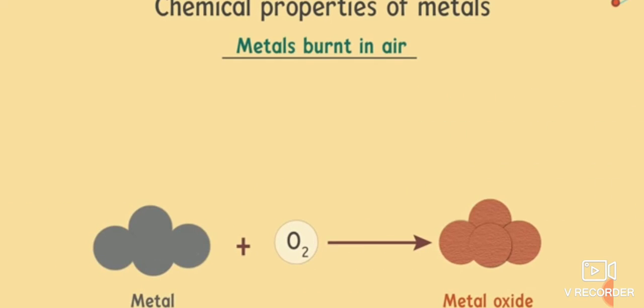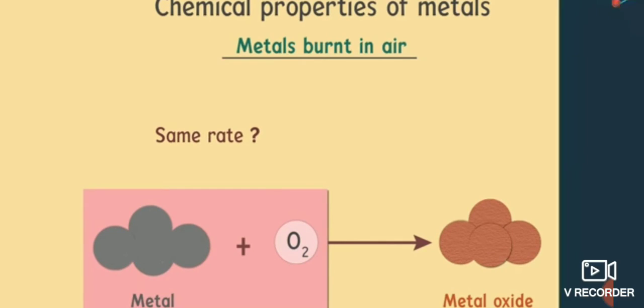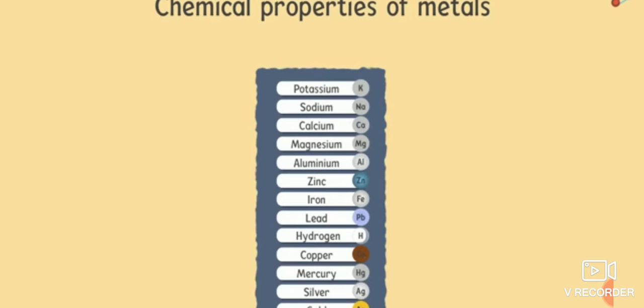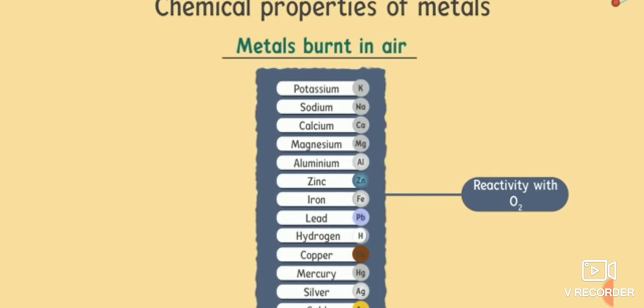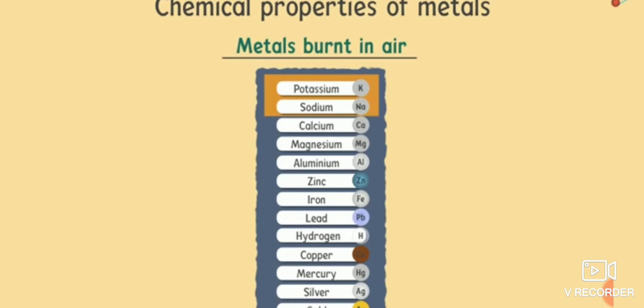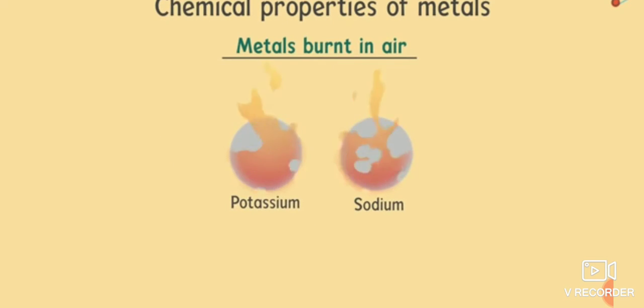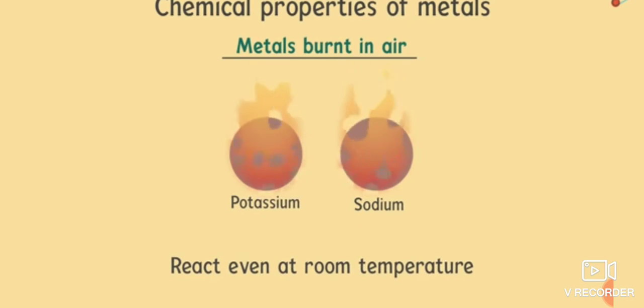Okay, so metal oxides are being formed, but do all metals react with oxygen at the same rate? Not really. Different metals show different levels of reactivity towards oxygen. Alkali metals such as sodium and potassium react vigorously with oxygen. In fact, they react even if they are just kept in the open, that is, at room temperature. They don't even need fire to ignite the reaction.